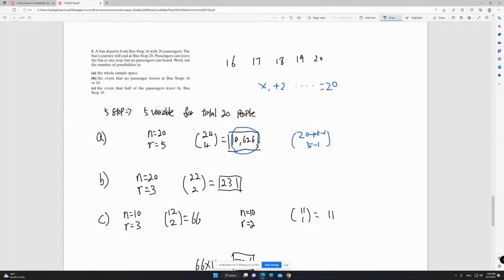Okay, great. All right, so B, can you explain B again? B says the event that no passenger leaves at bus stop 16 or 18. So we only go to 17, 19, and 20. So instead of 5 stations, we have three stations. So we let n be 20 and r be 3. And with the same formula, we got 22 choose 2.